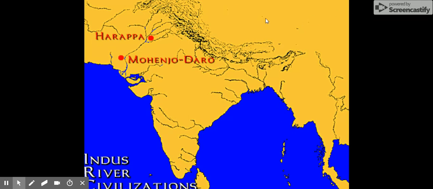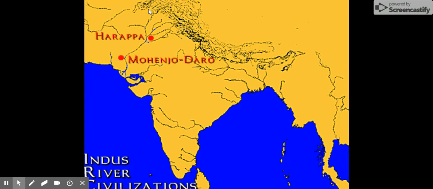All right, looking at this map, I want you guys to see that there's a large mountain chain to the north of India. In fact, it's the largest mountain chain in the world. It's called the Himalayan Mountains. This features Mount Everest, one of the largest mountains in the world. These Himalayan mountains are going to protect India from the north.